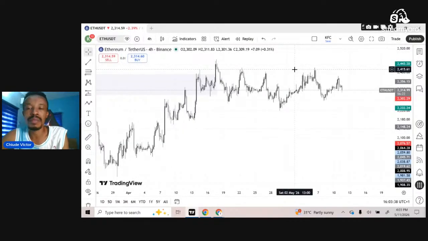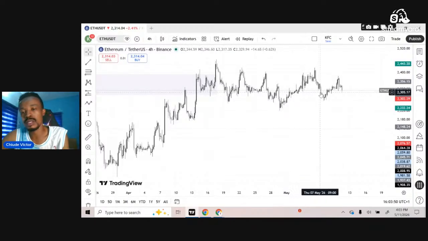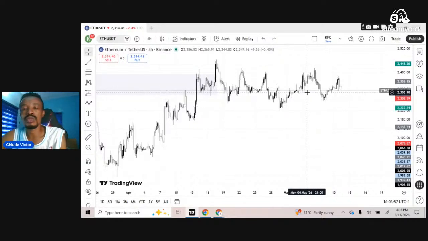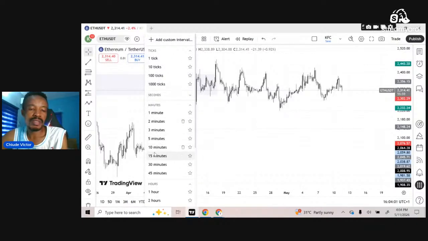It's been manipulative, very manipulative. What's the most recent break of structure externally? It is this, but it has taken out this low, so it should be this. So Ethereum is bearish overall, but bullish on internal. So in that case, the market is a little bit indecisive.